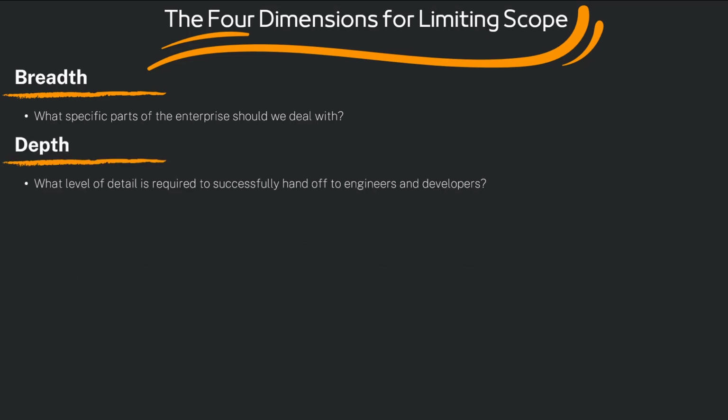What level of detail is truly required for me to successfully hand this off to designers, engineers, and developers? Can I reduce that level of depth to limit our scope, or do I need to have the level that's currently specific? Time period is our third dimension for limiting scope, because we can ask questions like what's defined in terms of activities and planning.